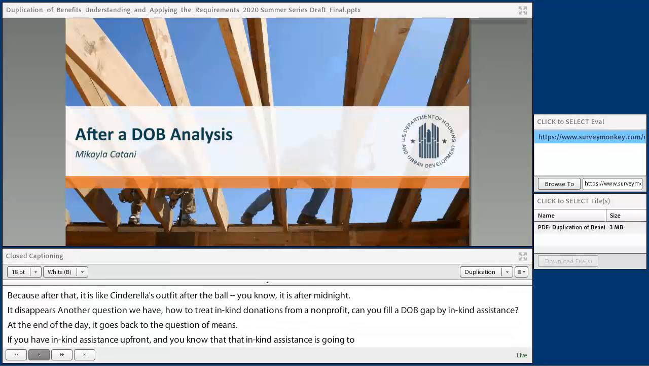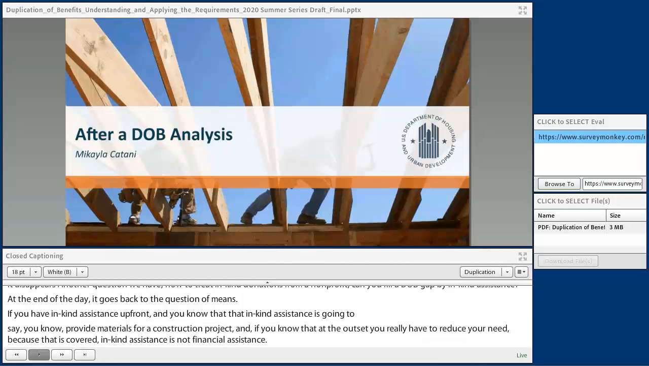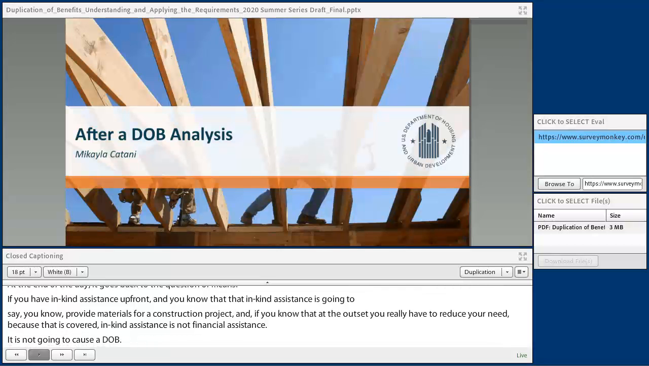In-kind assistance is not financial assistance. It's not going to cause a DOB, but if you're coordinating with a nonprofit to provide exactly certain materials, then you need to be fair in how you're analyzing your need. You can't include a need that's being met by these materials. So our advice is just to let nonprofits fill the gap after.